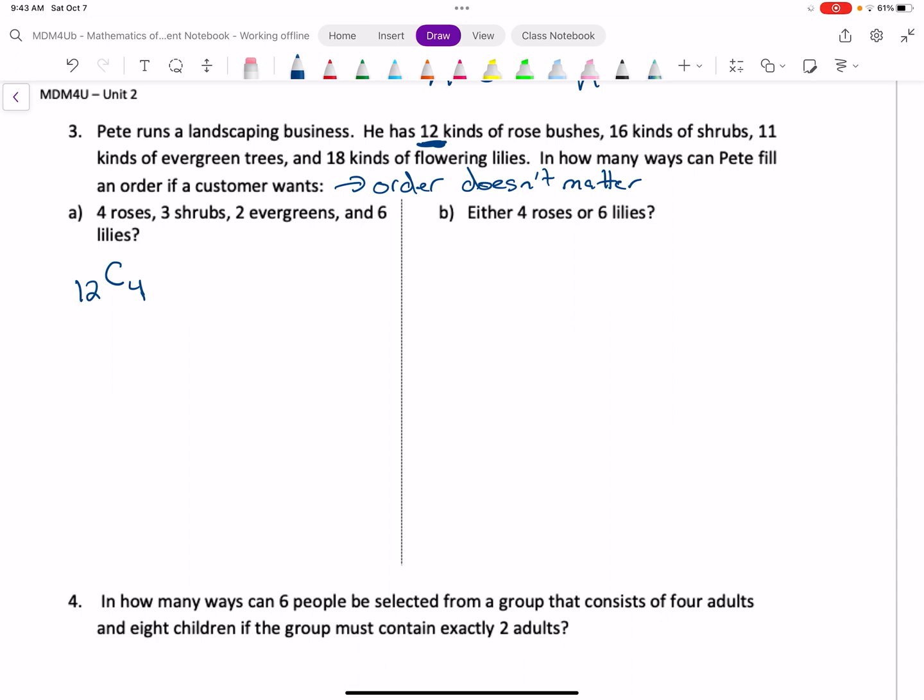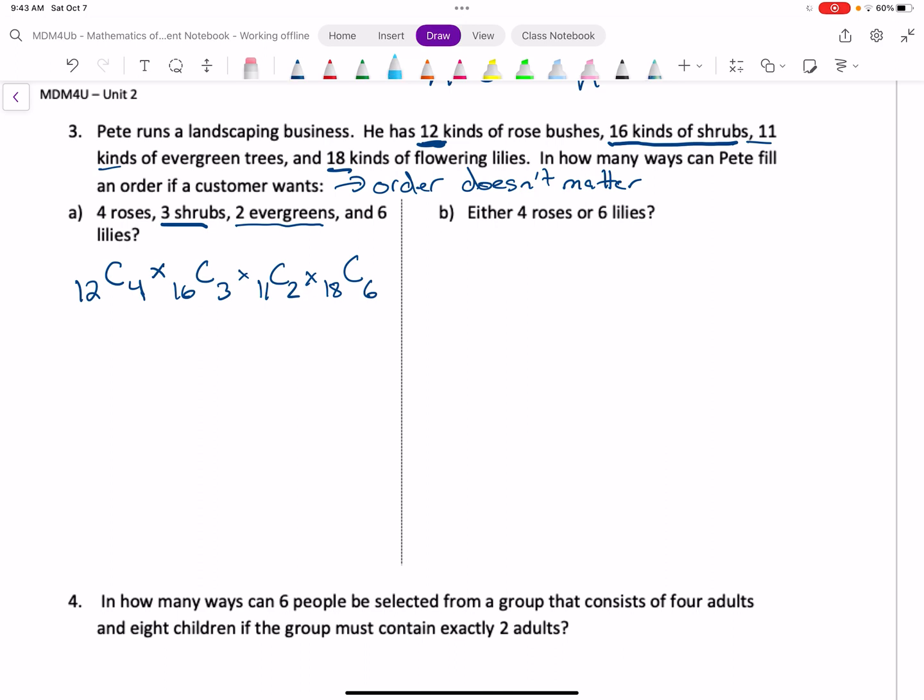The next one would be, you've got 3 shrubs, so this is 3 out of 16. So we have 16, choose 3. Because it's filling an order where it's one single order, this can happen at the same time, and so it's a different arrangement, so I multiply. We'll look at the next example where you don't multiply and the difference between the two situations. And I keep going like this. So the next one was 2 evergreens out of, I guess there's 11. So we've got 11, C2, and then times the next one, you want 6, and there were 18. So I have 18, C6.